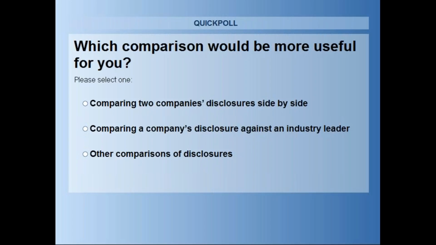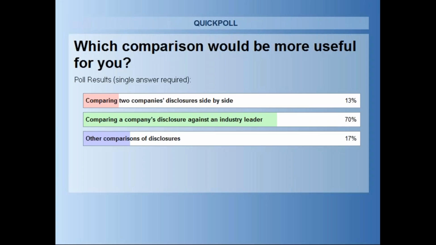Okay, last chance to weigh in. We are going to be making changes to the Navigator partly based on what we get from these polls. So hopefully you're willing to share what's going to be most valuable. This is an interesting analysis here. It clearly leads that people want to compare one company to an industry leader. That's good for us to know because I think we'll be able to inform how we upgrade this in the next few months.